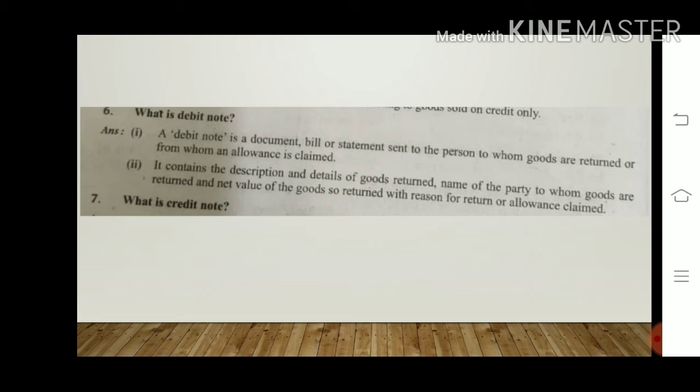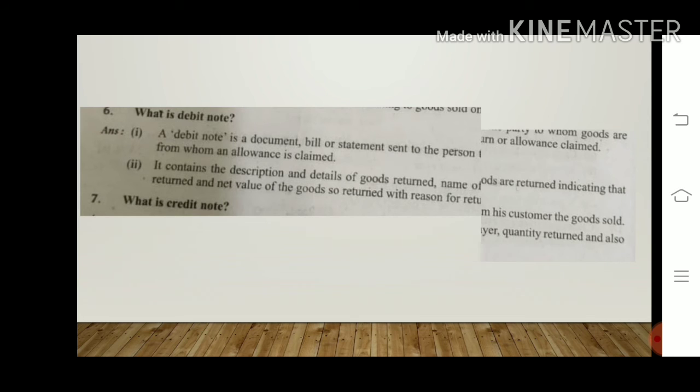What is a debit note? A debit note is a document, bill or statement sent to the person to whom goods are returned or from whom an allowance is claimed. It contains the description and details of goods returned, the name of the party to whom goods are returned, and the net value of the goods so returned, with the reason for return or allowance claim. It is known as the debit note. The debit note book is followed in the purchase book, and the credit note book is followed in the sales book.